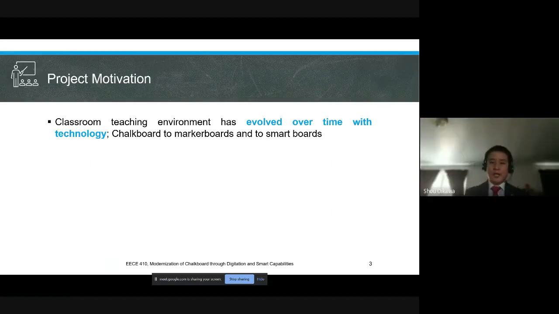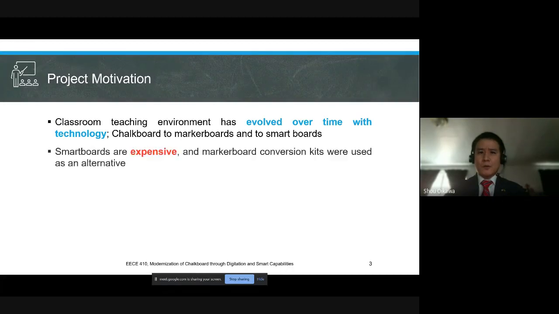So the technology has been improving over time in any kind of environment, and it's the same in the classroom environment. We started off with the chalkboard, and then we went on to the marker board, and currently we're now in the time where people are using smart boards. And smart boards, however, are very expensive. If you look at the Leo building, there's not many of them. They're mostly concentrated in the basement area that is newly constructed.